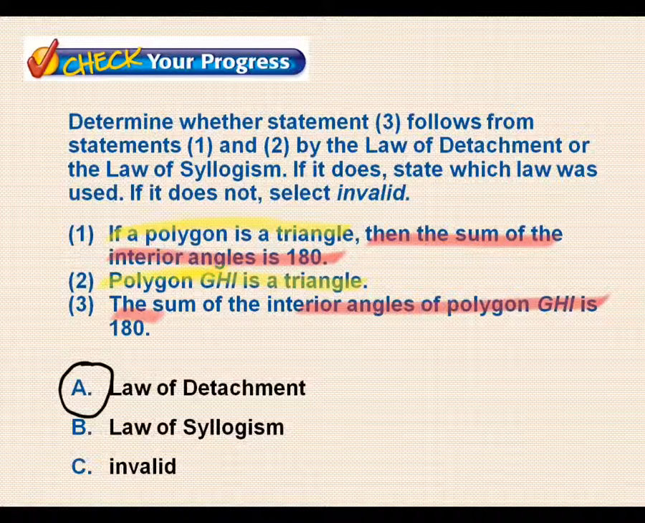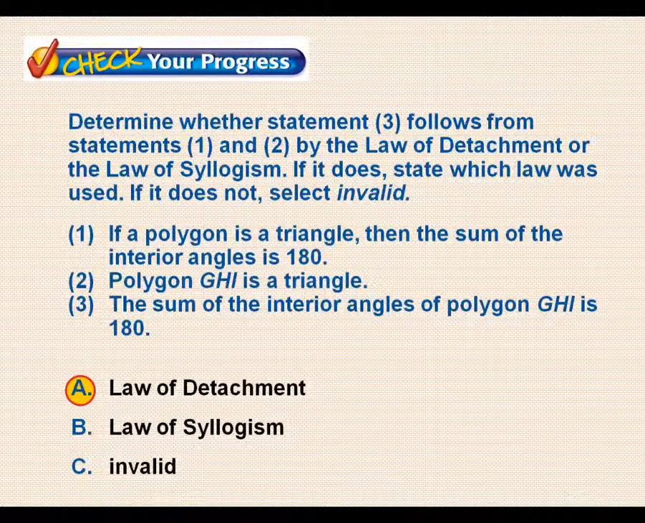So polygon GHI. So if P, then Q. P is true. That's a triangle. Therefore, Q is true. The interior angles add to 180. That is an example of law of detachment. Detachment, two statements. Syllogism, there's three.